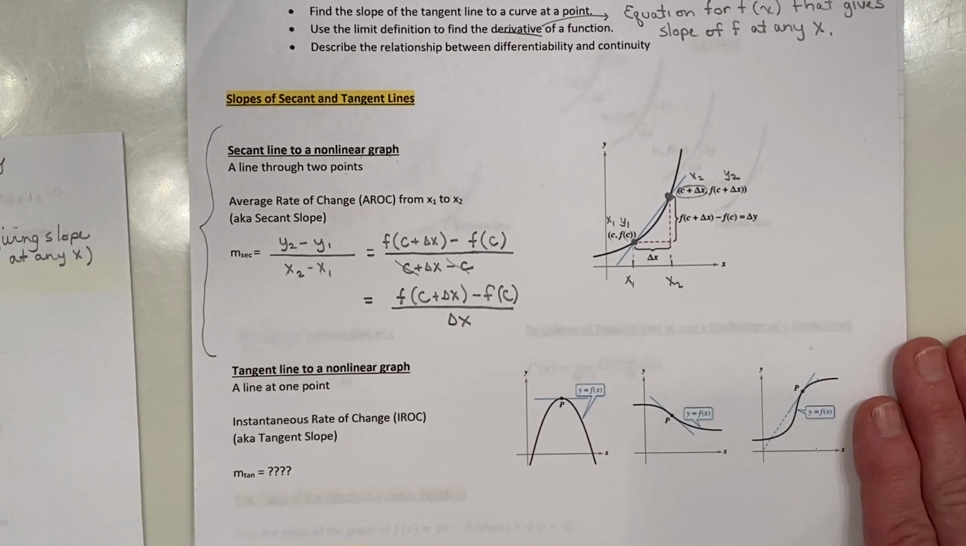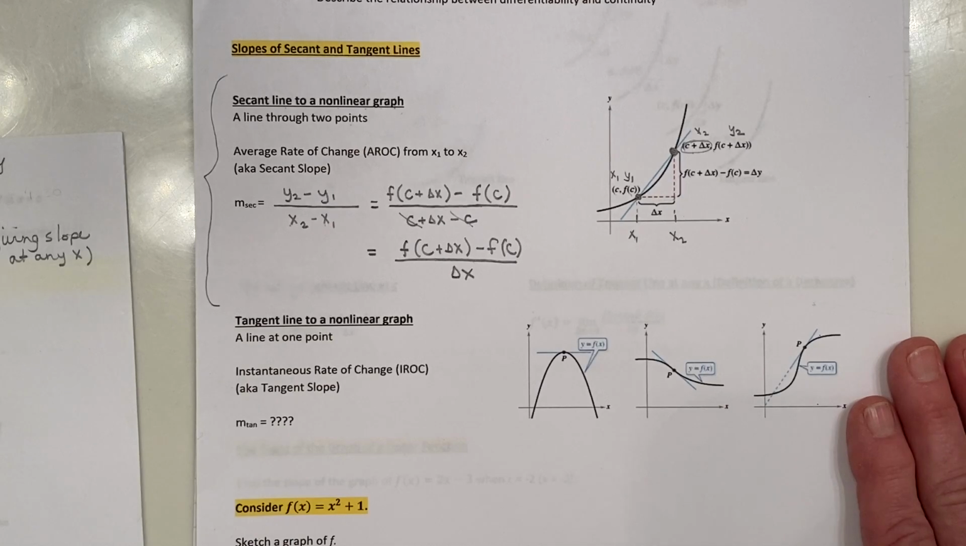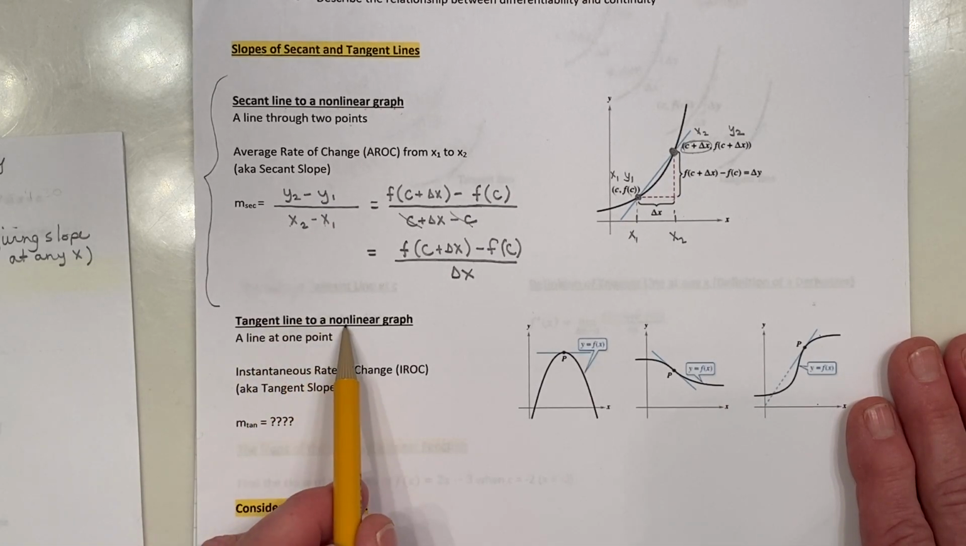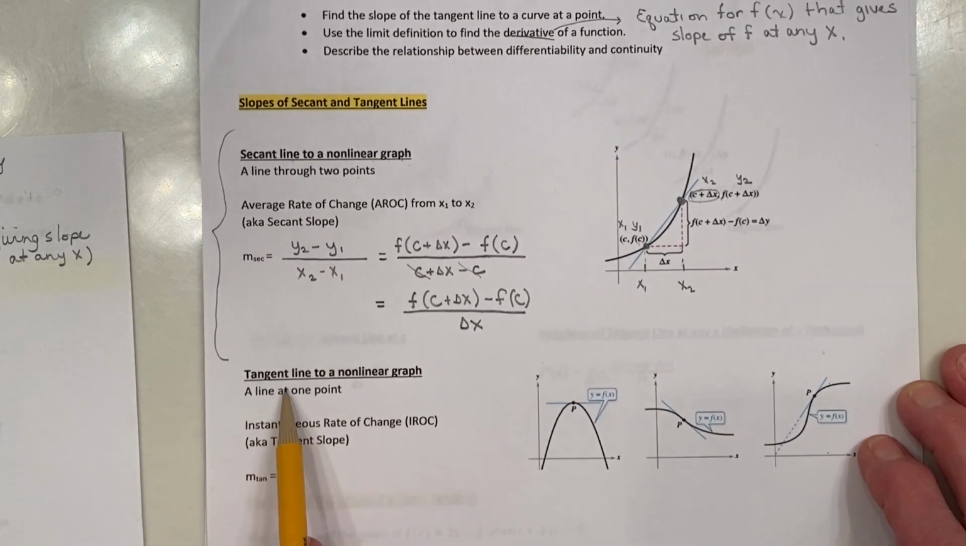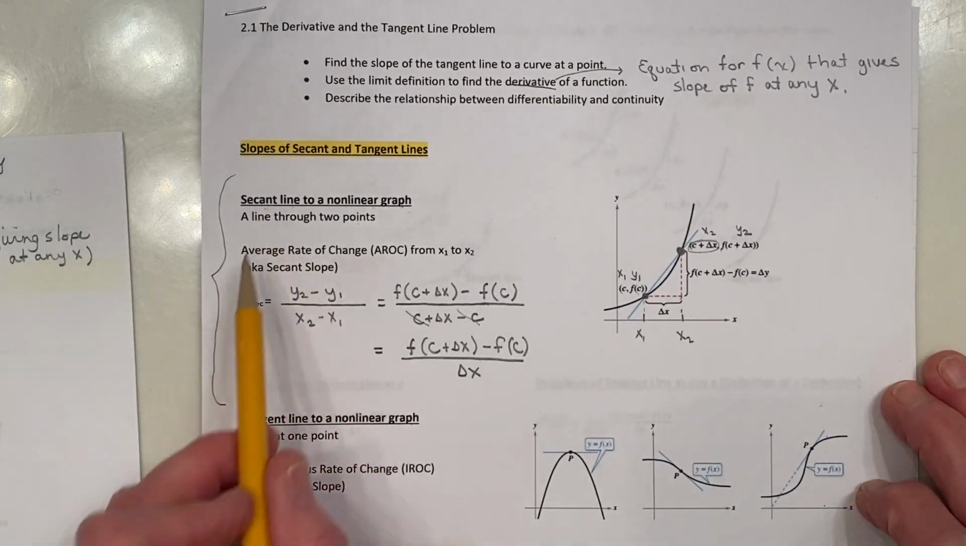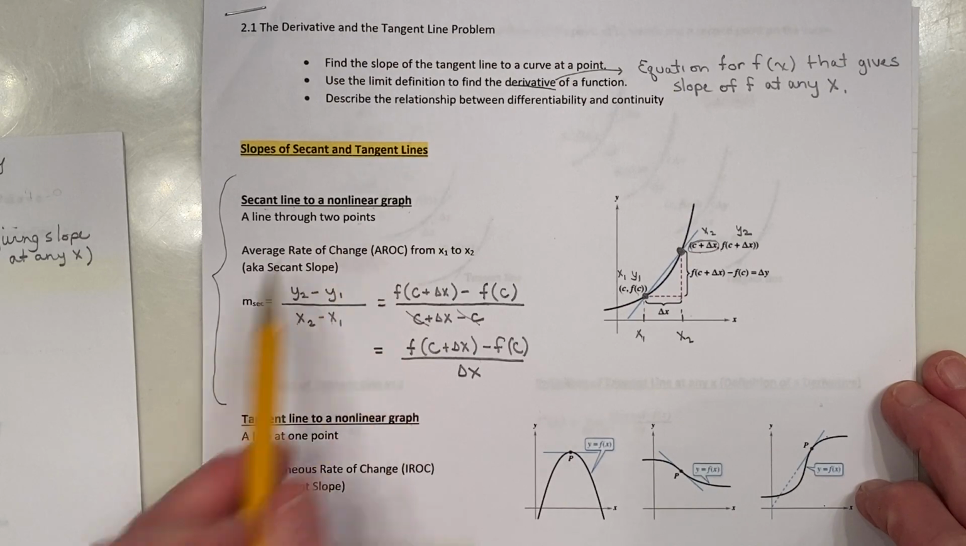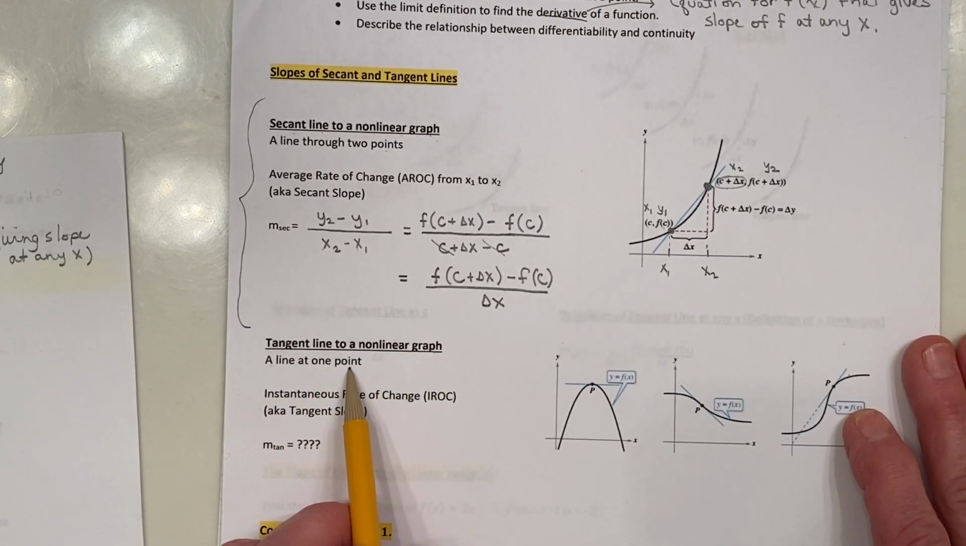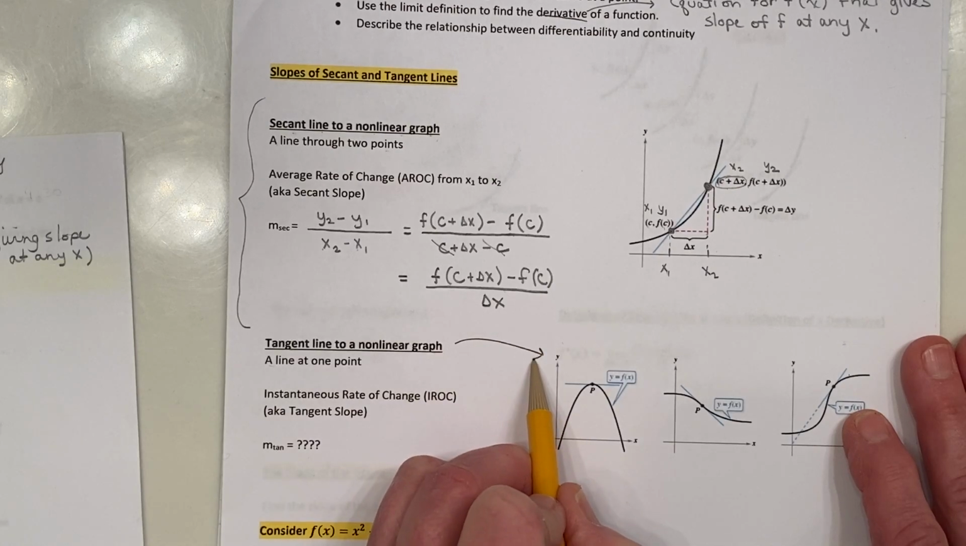Mainly what we're concerned about in this lesson is the slope of what we call a tangent line. So what is a tangent line to a nonlinear graph? How is a tangent line different than, say, this secant line? Well, remember, a secant line goes through 2 points. A tangent line to a nonlinear graph is a line at 1 point. And so we've got some illustrations over here.